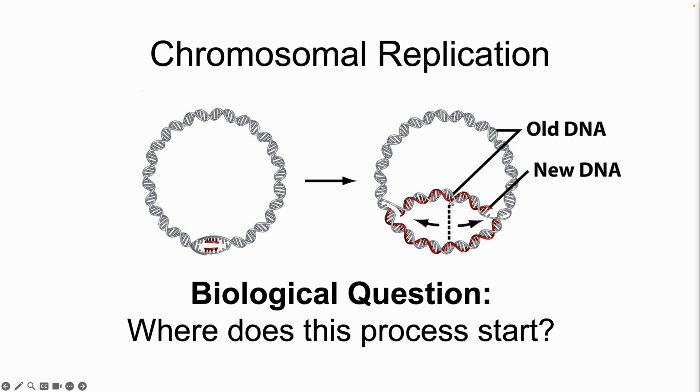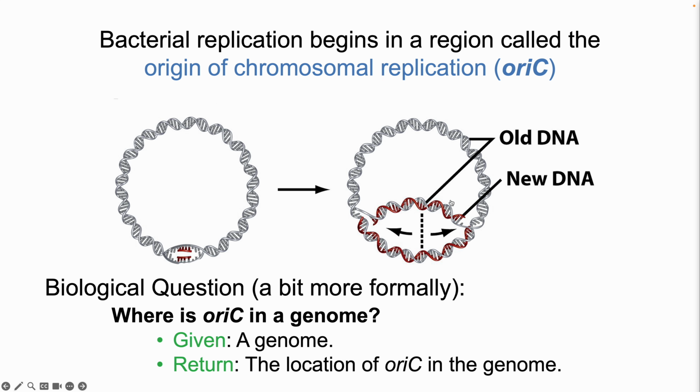And so the biological question is, where does this process start? Or what we'll get to is, how does the cell know where to start replicating its DNA? It's not random. It always starts in the same place. That place is called the ORIC, the origin of chromosomal replication.